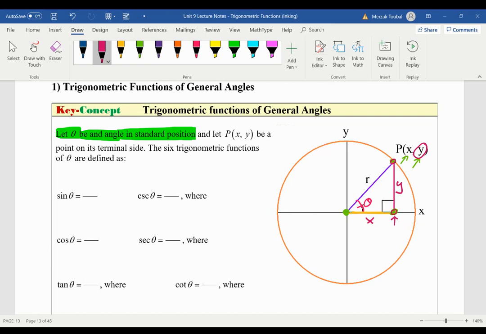Sine of theta, as we see, should be y over r. Cosecant is a reciprocal of sine, so it would be r over y. And there's a condition here: y must not be 0.